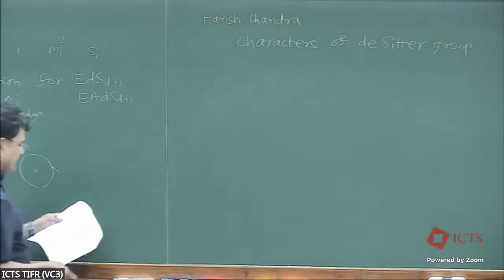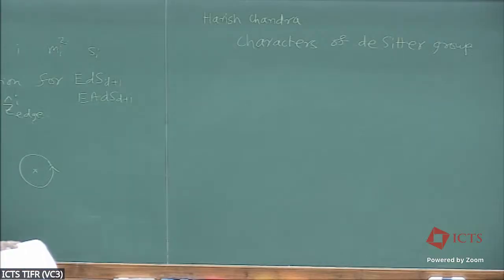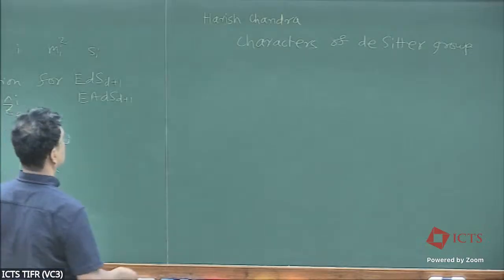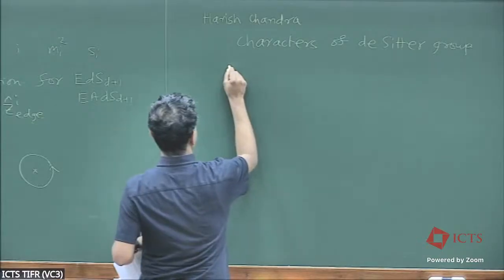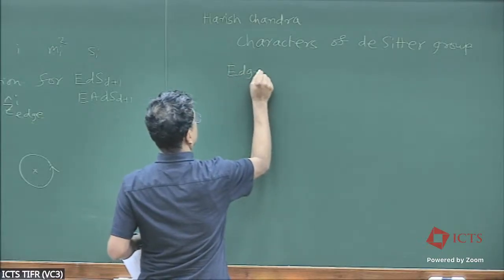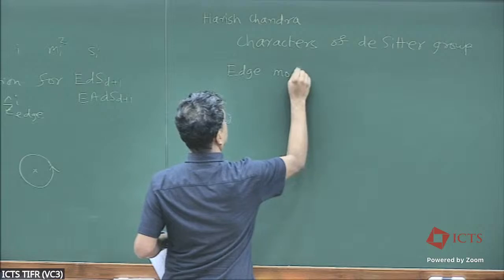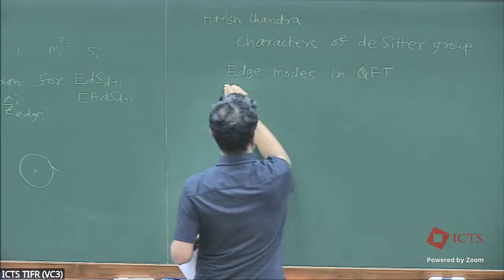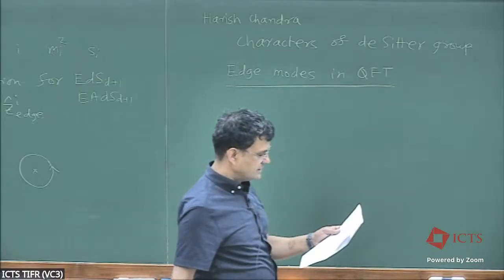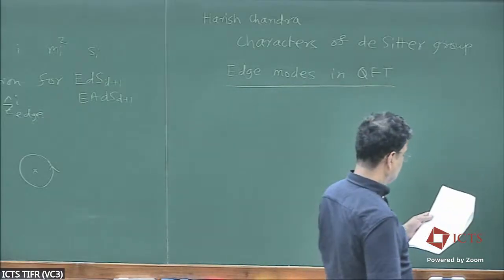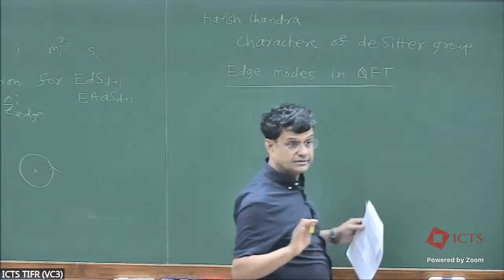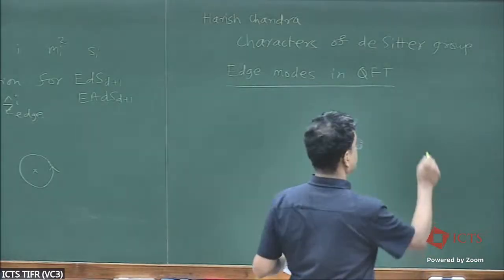And there is a very nice story. All this can be written exactly in terms of characters. So I'll just describe it very quickly. Let me say, I will describe edge modes in quantum field theory. To be concrete, all these results can be generalized to higher de Sitter, but I'll be in de Sitter 3.